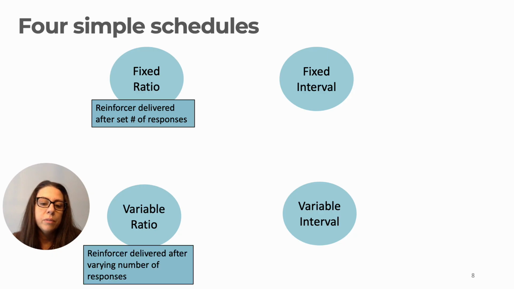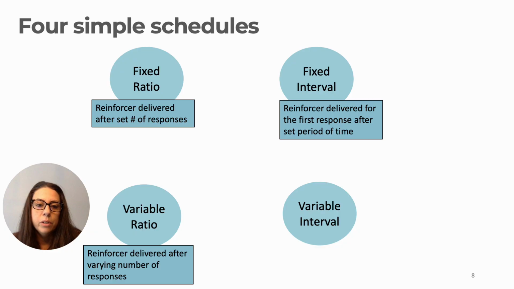Variable ratio, I'm delivering the reinforcer after a varying number of responses. So the ratio, the number of responses, changes around an average. If we go with that same example, I might deliver praise after he picks up 3 toys or 6 toys, or roughly every 5th toy.